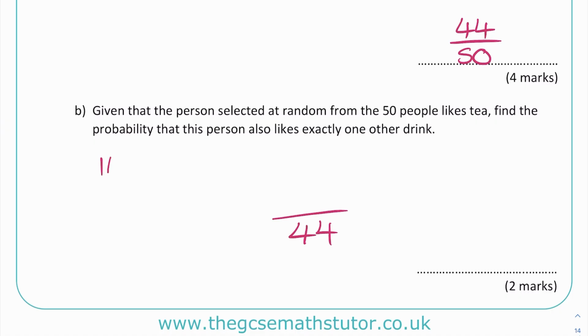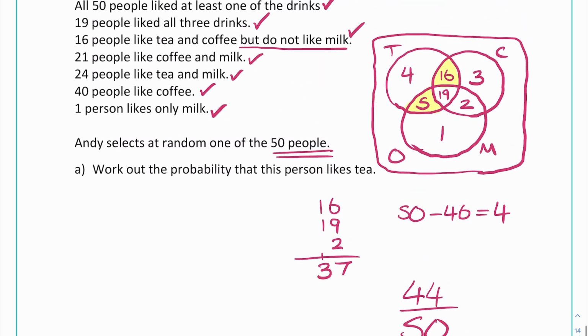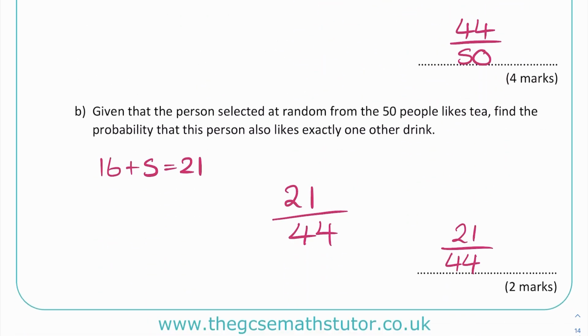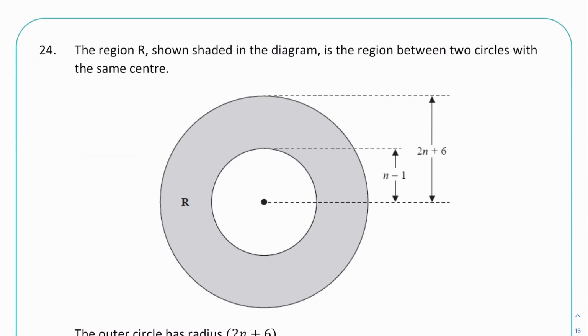So I'll write this down here. 16 add 5 is 21. So that'd be 21 out of the 44 people that like tea, like exactly one of the drinks. And there we go, extra marks there for not much more difficulty in that question. Some good extra marks. Okay, on to this one.